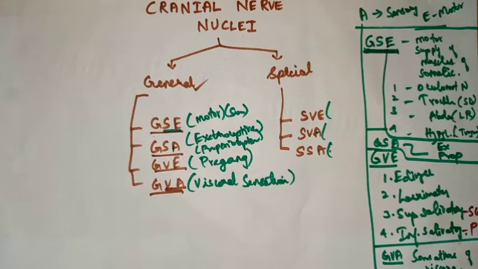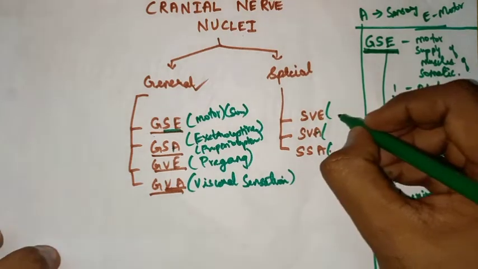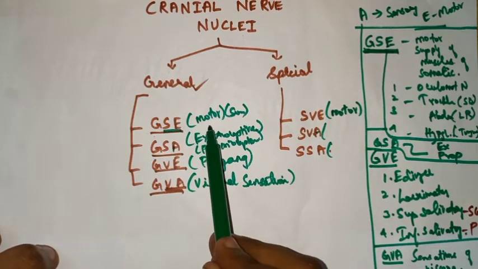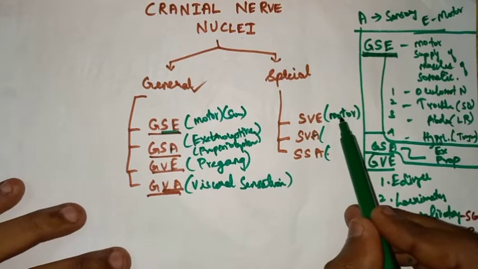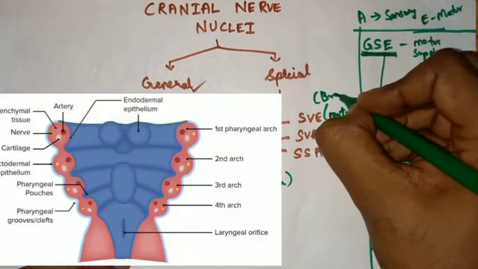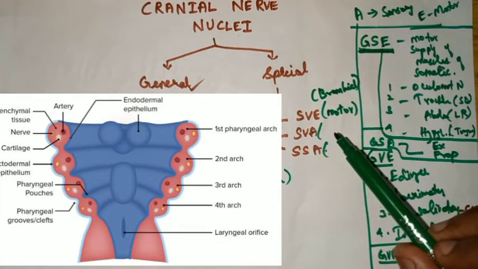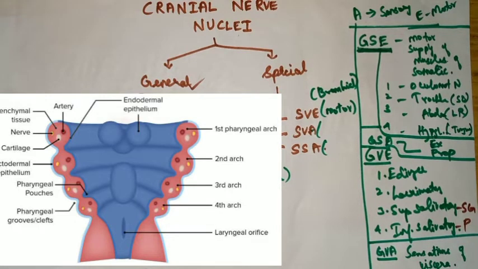So we are done with the general part. Let's come to the special part. In special part, we have special visceral efferent. Special visceral efferent is also motor. Already we have learned that general somatic efferent is motor, and now we are learning special visceral efferent is also motor. So what makes the difference between these two is that any structure or any muscle which is derived from the branchial arches or pharyngeal arches is supplied by the special visceral efferent component. So here the muscles of mastication are derived from the branchial arches, so obviously it is going to be supplied by the special visceral efferent.